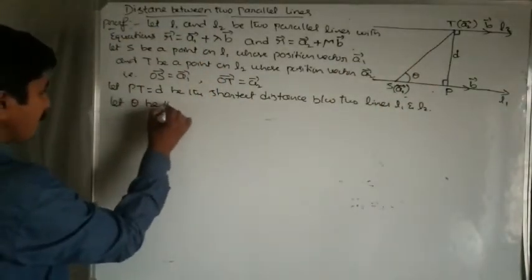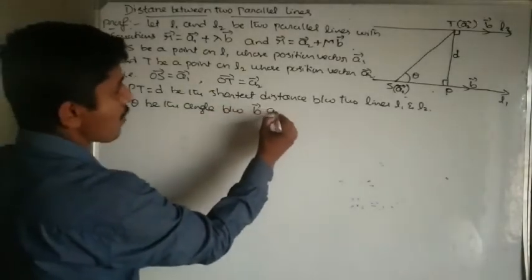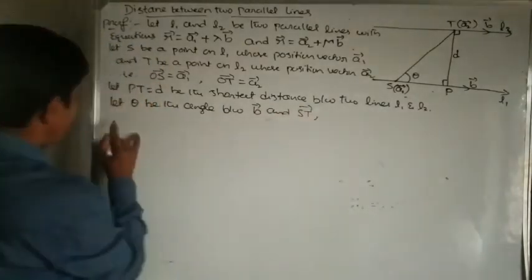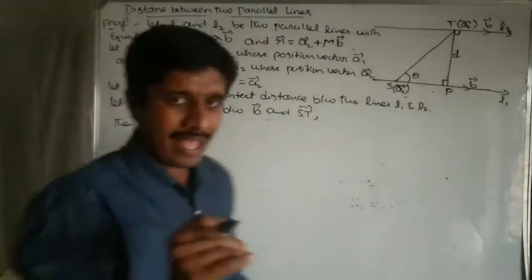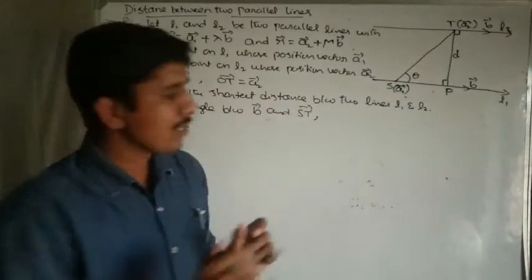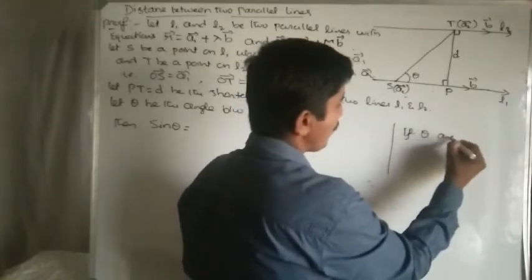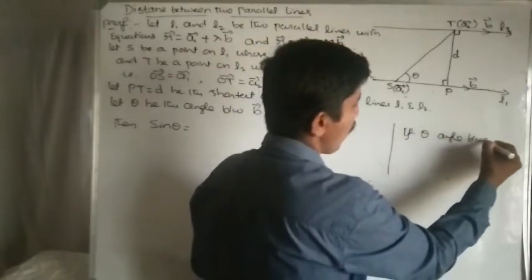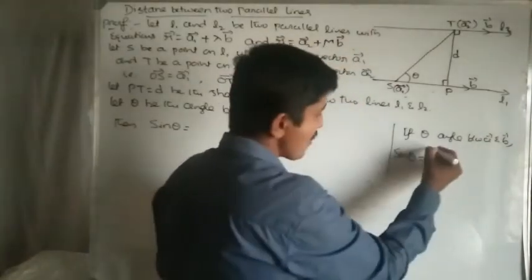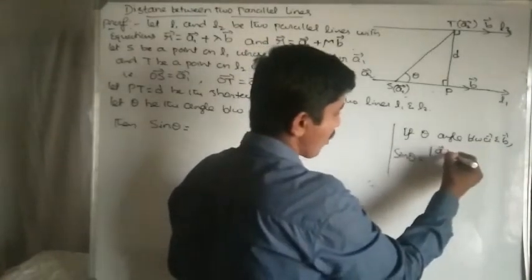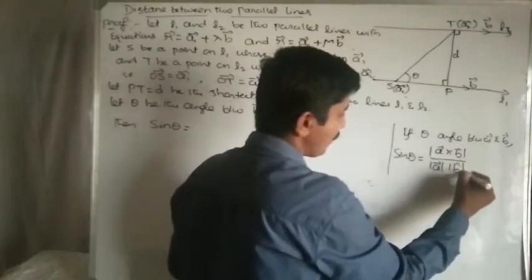Let theta be the angle between vector B and vector ST. Then sin theta equal to, we have a formula, mind it. In the last class I gave this formula. No doubt, theta is the angle between vector A and vector B. Then sin theta is equal to magnitude of vector A cross vector B divided by magnitude of vector A into magnitude of vector B. Mind it.